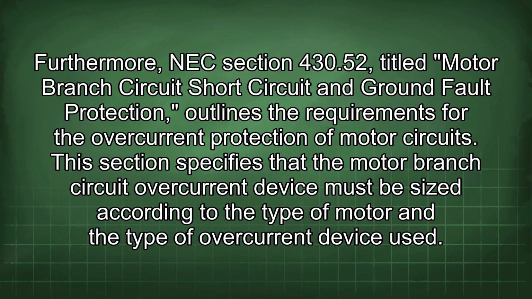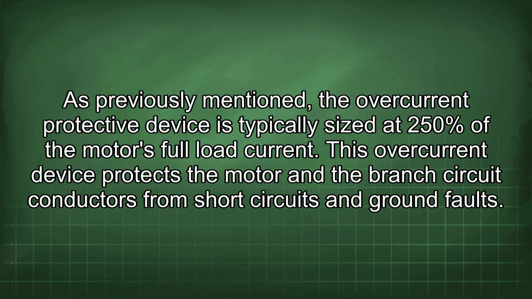Furthermore, NEC Section 430.52, titled Motor Branch Circuit Short Circuit and Ground Fault Protection, outlines the requirements for the overcurrent protection of motor circuits. This section specifies that the motor branch circuit overcurrent device must be sized according to the type of motor and the type of overcurrent device used. As previously mentioned, the overcurrent protective device is typically sized at 250% of the motor's full load current. This overcurrent device protects the motor and the branch circuit conductors from short circuits and ground faults.